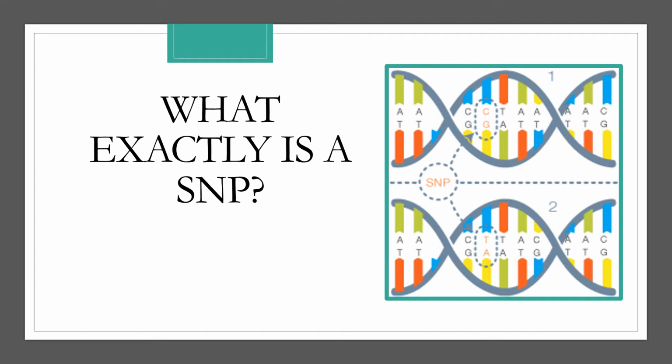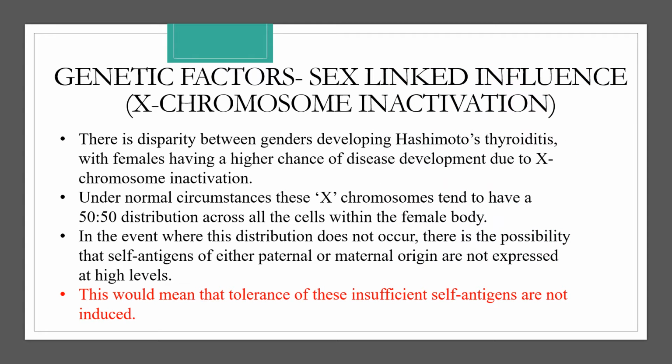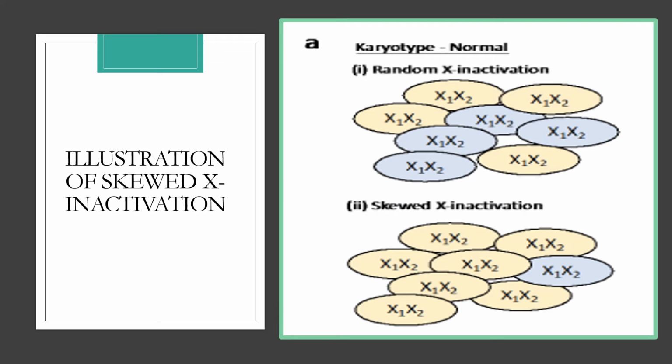This diagram highlights exactly how these polymorphisms occur, moving from cytosine and guanine to thymine and adenine. Hashimoto's thyroiditis is more prevalent in females as opposed to males, and this could be accounted for by X chromosome inactivation, where instead of having a normal 50-50 distribution of inactivation, there is a distribution that favors either the maternal or paternal origin. This would result in one of these origins being expressed at significantly low levels, where the body may not recognize the antigens as its own. This diagram shows the difference between a normal distribution and an uneven distribution, also known as a skewed distribution.